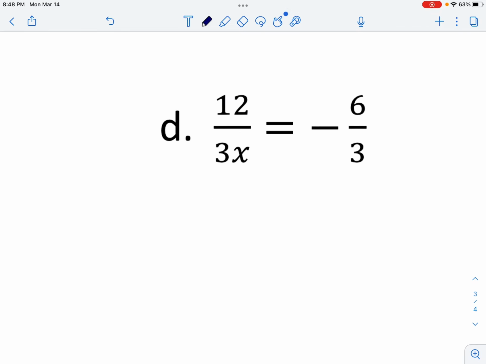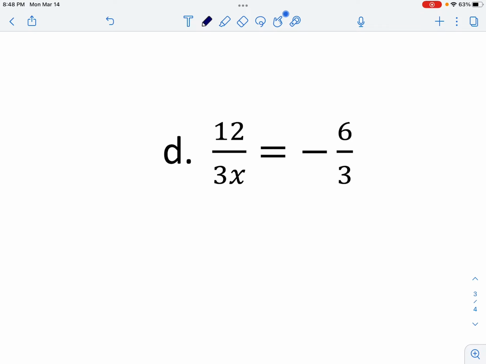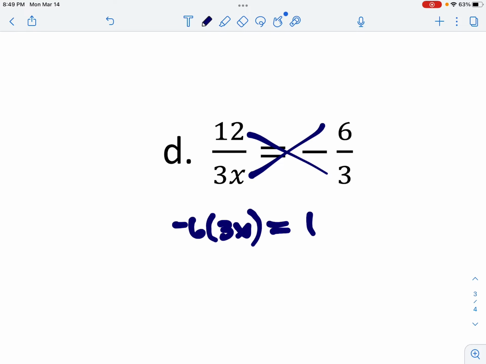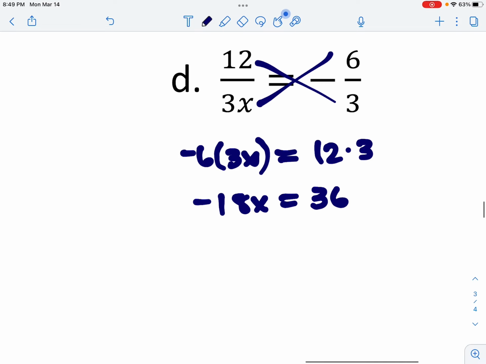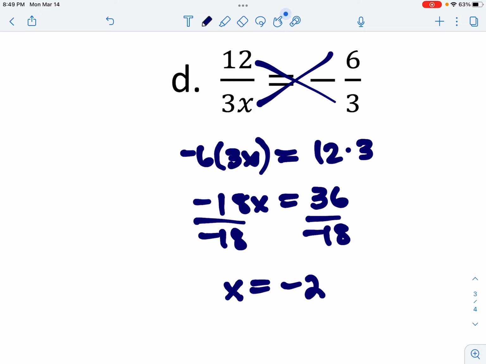All right, D. Notice a lot of these are fractions. So for D, we're going to cross multiply. We get negative 6 times 3x is equal to 12 times 3. Negative 18x equals 36. So I can divide by negative 18, and I get x equals negative 2.